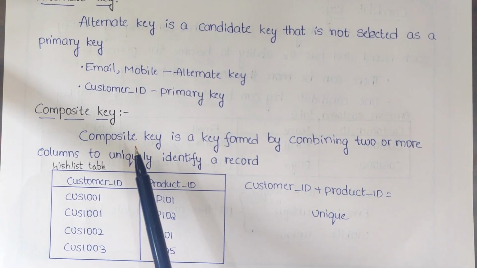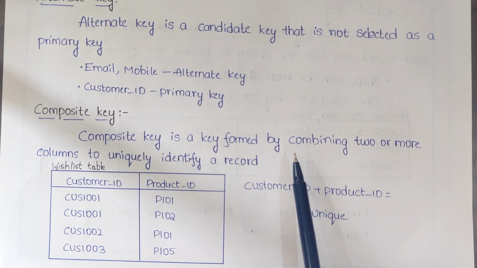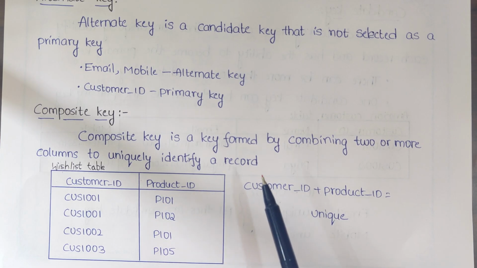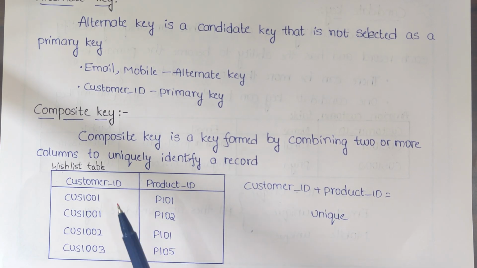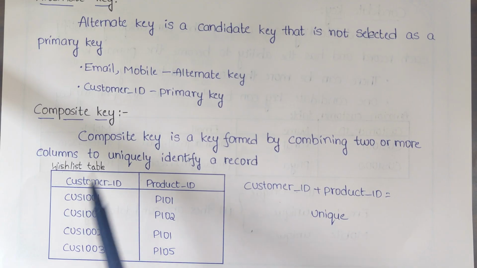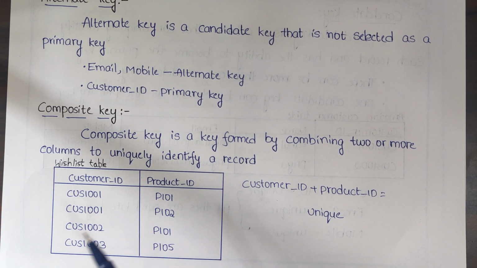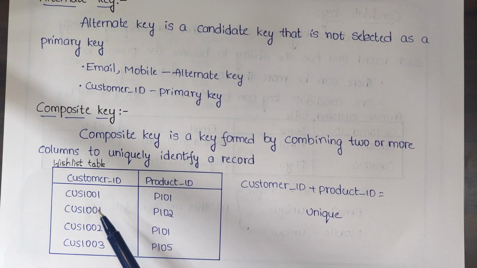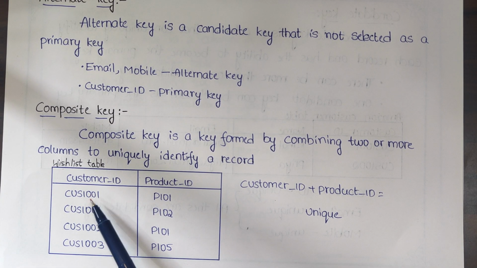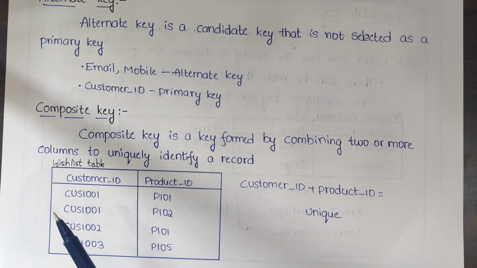And next, composite key. A composite key is a key formed by combining two or more columns to uniquely identify a record. To identify a single record, a single user's data, a single key is not sufficient here. Using a combination of two keys, we can identify a specific user's details. For example, let's consider this wishlist table. First observe this customer ID. We can see this customer ID 1001 is repeating twice, like here and here. So we cannot consider this customer ID alone as a unique identity to identify a record.